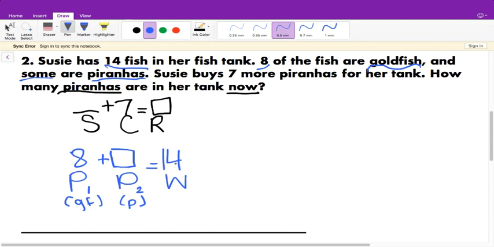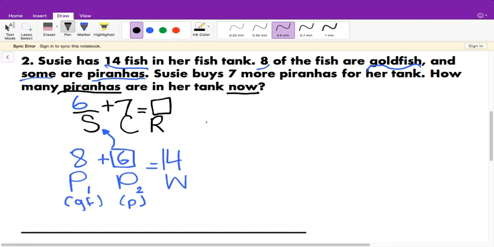Okay, if I want to subtract 8 from 14, I can do 14 minus 4 equals 10. And then 10 minus 4 equals 6. Okay, and this missing number here, I'm going to take it and put it in for my start, because that is how many piranhas Susie had at the start. So 6.